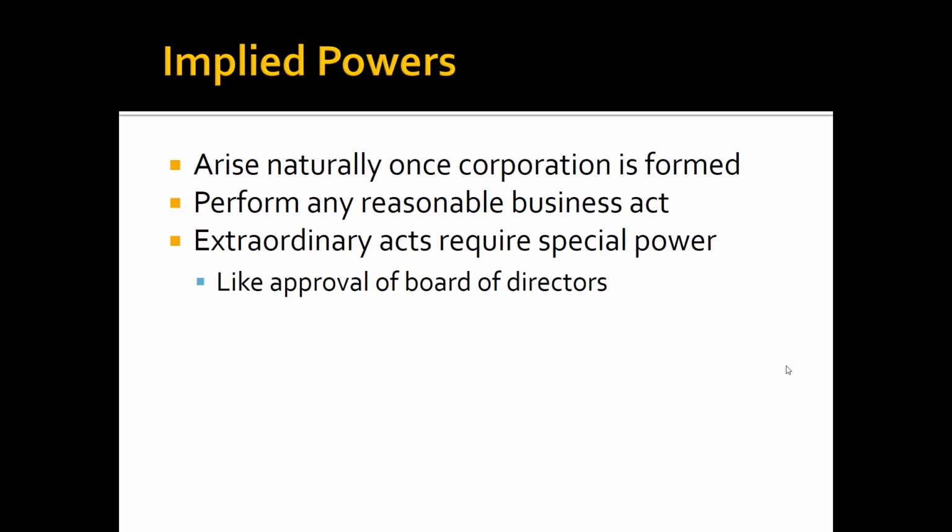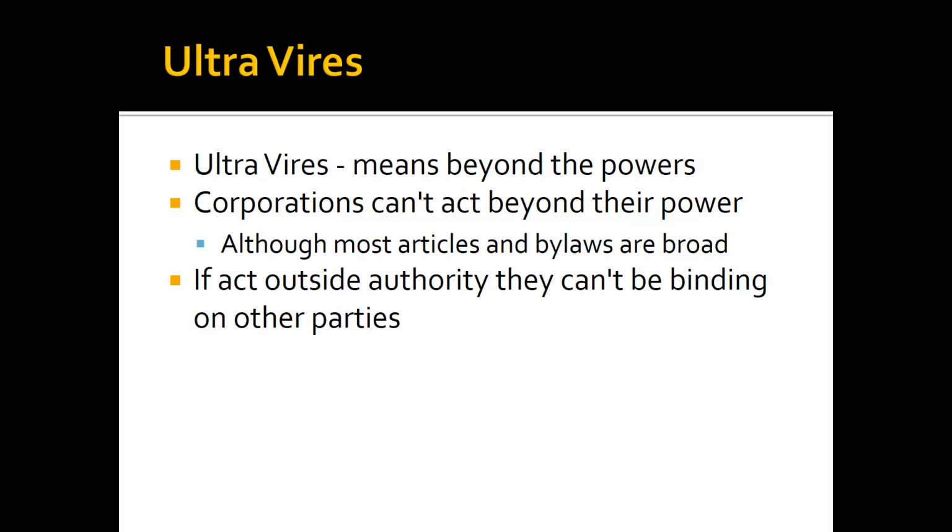Okay, let's talk about the implied powers. These arise naturally once a corporation is formed. They can perform any reasonable business act, buy and sell property, pay people salaries. If there's an extraordinary act, like going out of business or selling all corporate assets, usually you've got to have the approval of the board of directors for that. Okay, this goes back to ultra vires. This very old term, it's a Latin term. It means beyond the pale, beyond the scope, beyond the powers. Corporations are not allowed to act beyond their powers.